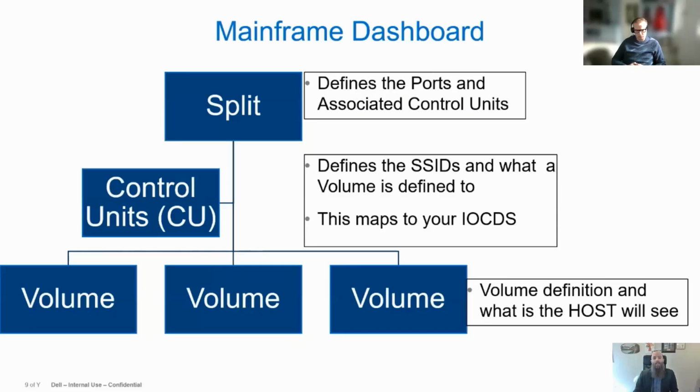Then last, you have the CKD volumes. This is where you might have your mod 1, mod 3, mod 9, mod 27, mod 54, and mod A's defined in your PowerMax. So from the volumes section, you can see your CKD volumes. You can see the allocations on those CKD volumes and where they're mapped, what control units, what splits, as well as some other information within the Unisphere dashboard.